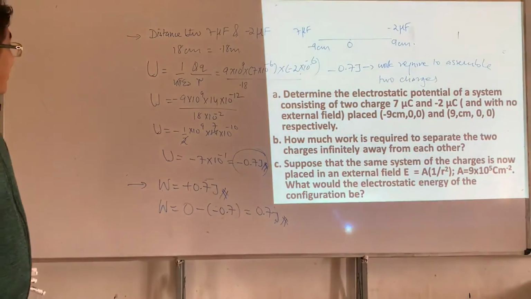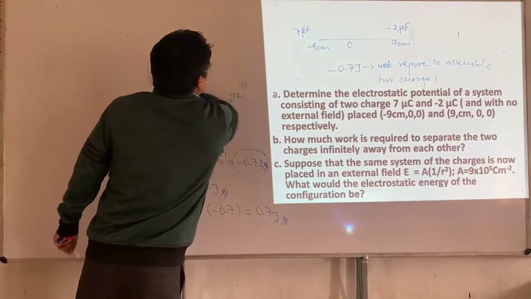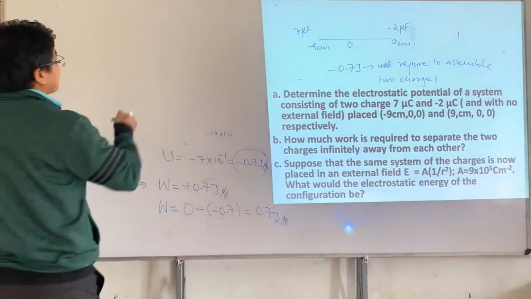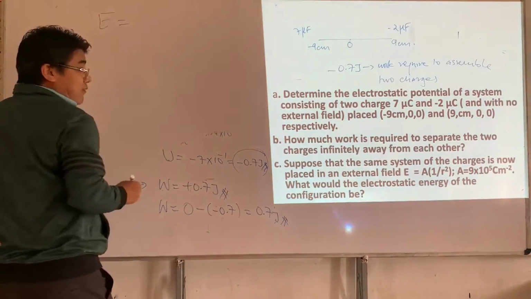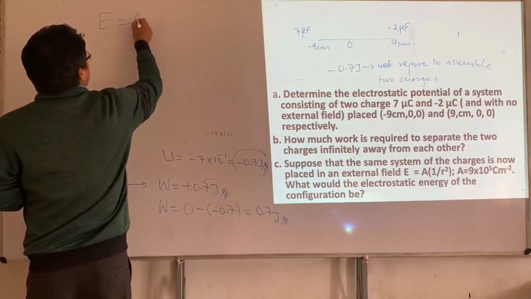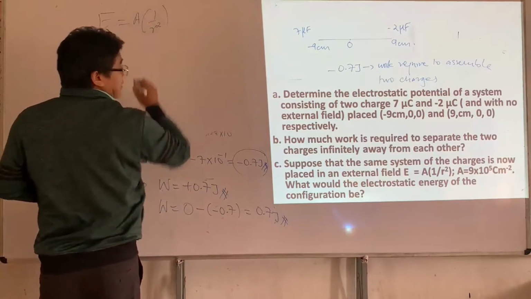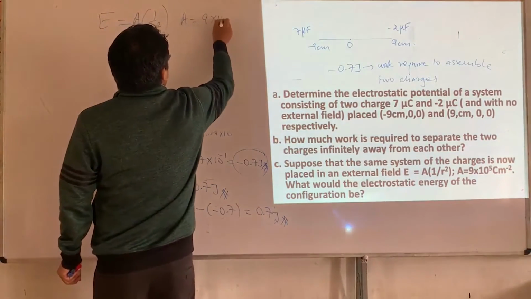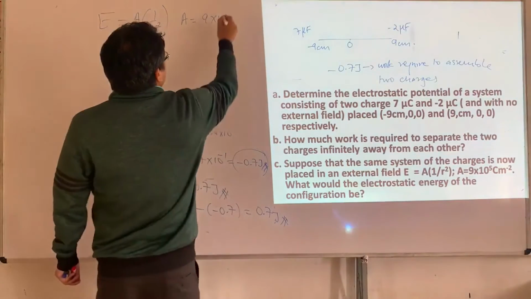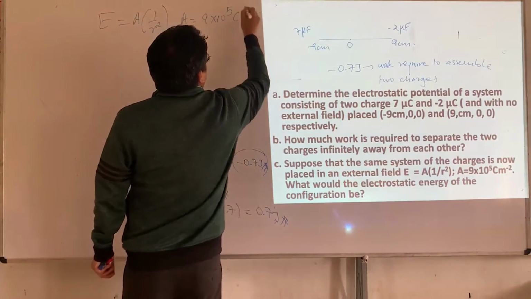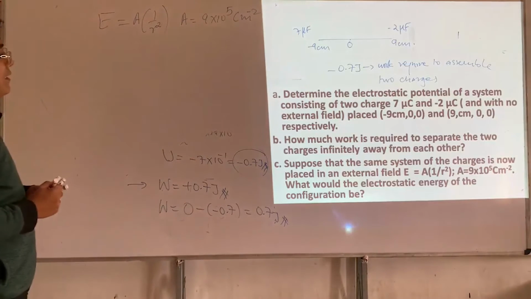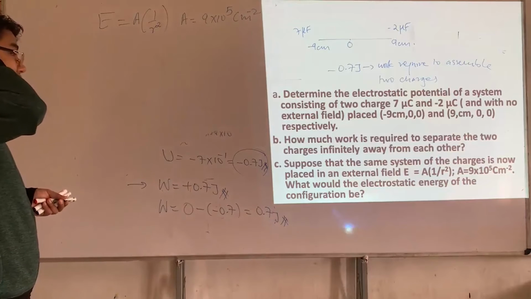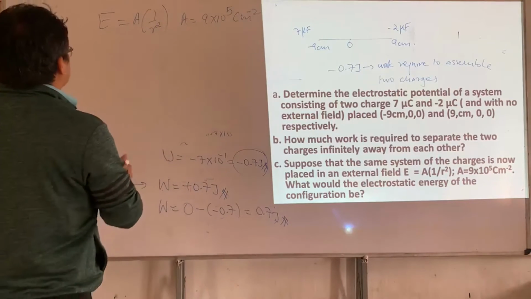This is what I am going to write now. External field is given as A by R square. And how much is A? A is equal to 9 into 10 raised to the power 5 coulomb per meter square. This is A. And then now you are supposed to find out the energy required for this configuration, right?